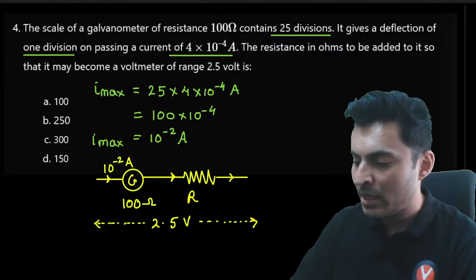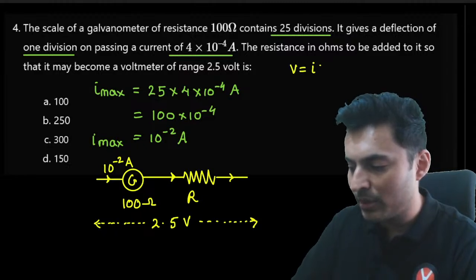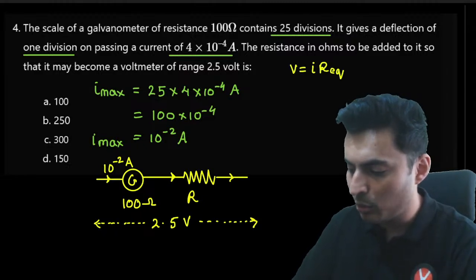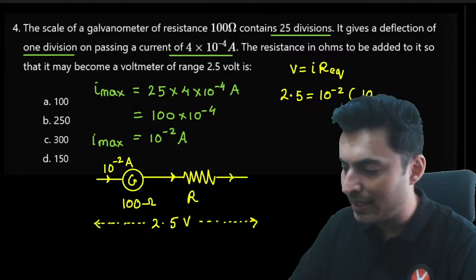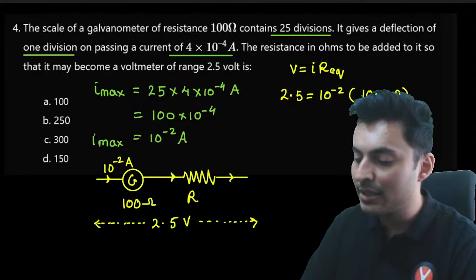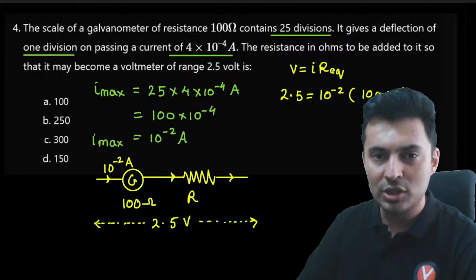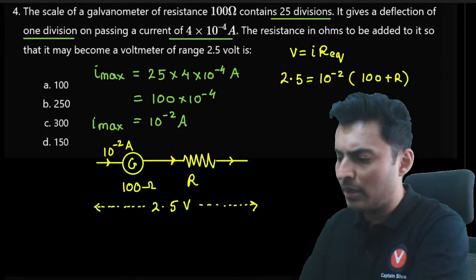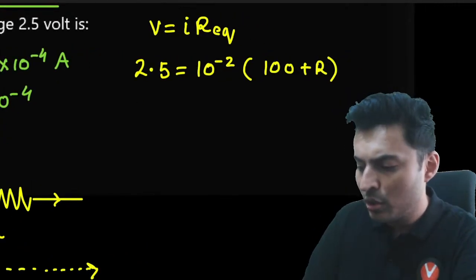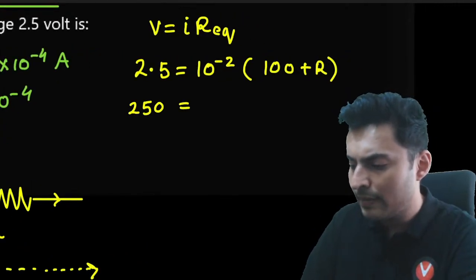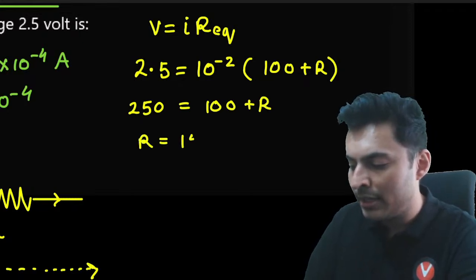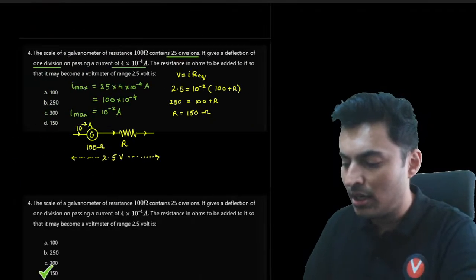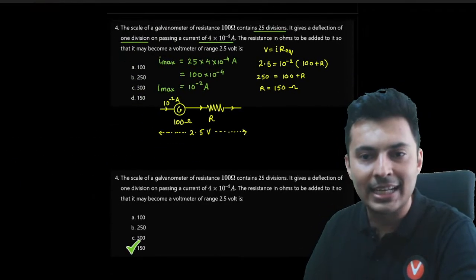Now just write V is equal to IR. That's it, you will get the answer. The total voltage is 2.5. The total current is 10 to the power minus 2. The total resistance will be 100 plus R. So take 10 to the power minus 2 to the other side. What will it become? 250. 250 will become 100 plus R. So R will become 150 ohms, which is the correct answer.